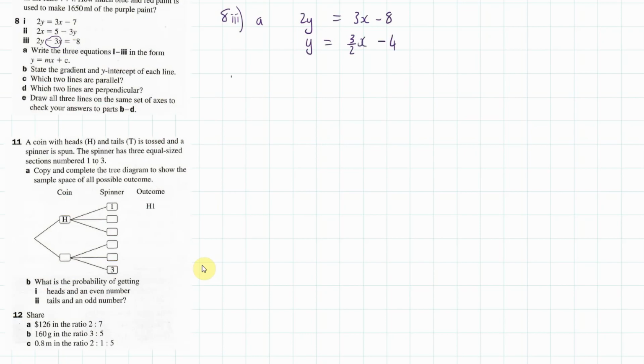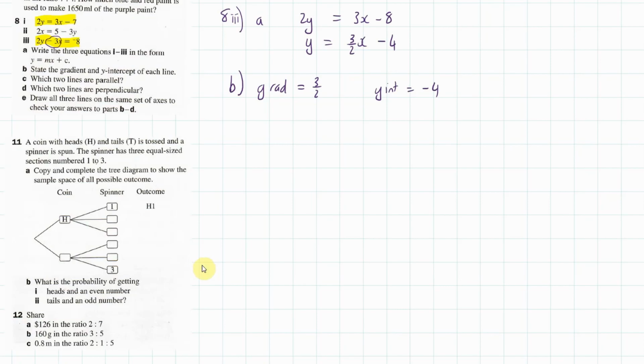And once I've got to this point, I can say gradient. What's my gradient? That's the mx, the bit in front of the x is 3 over 2. Don't include the x because it's not part of the gradient. And the y-intercept equals minus 4. Now, how do we tell whether a line is parallel or not? Well, I can tell you right now that this one is parallel to this one. Okay, that's for sure.